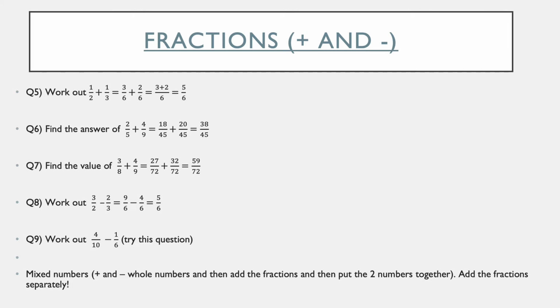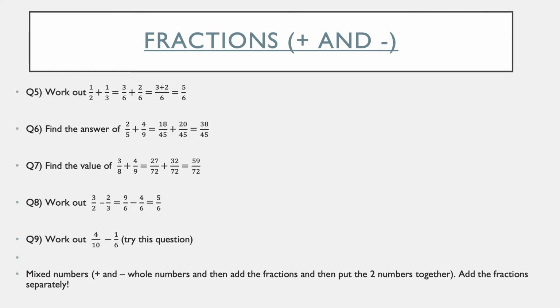Question number 8, guys. 3/2 minus 2/3. Again, finding the lowest common multiple. 3 times 3 is 9. 2 times 2 is 4. So 9/6 minus 4/6, which is equal to 5/6. And then question number 9, guys. Obviously try this question, and then I will put the answers in the comments the next day, hopefully.